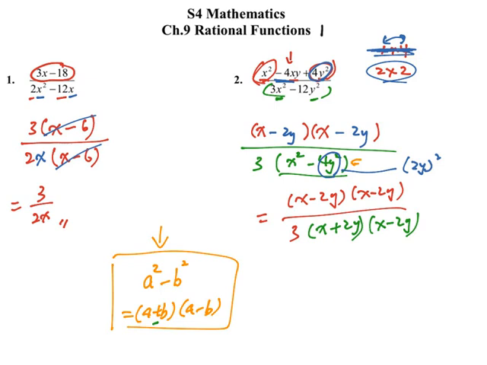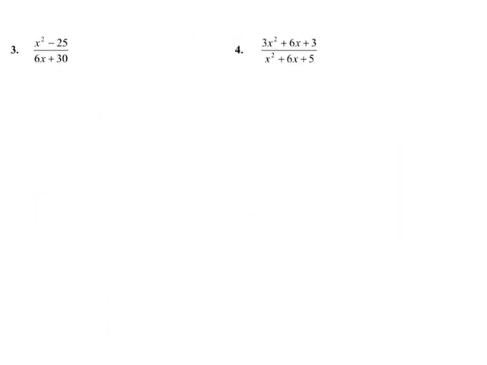Okay. Next, we can simplify. We can look at the similar terms. So you see, they are the same, so we can cancel it. So finally, x minus 2y for the numerator, and then the denominator is this one. Now, you can try to do question 3 and 4.